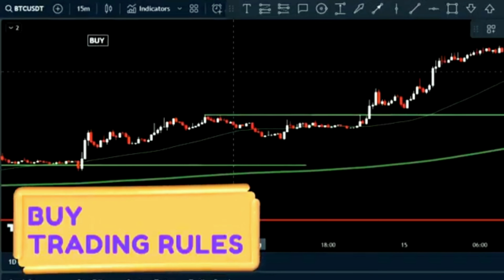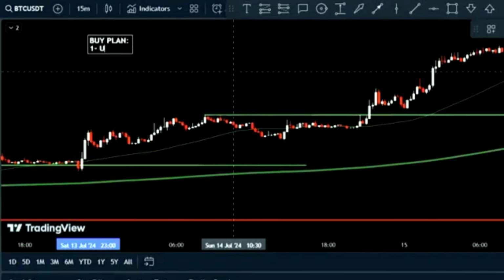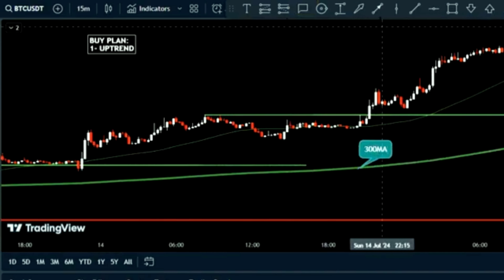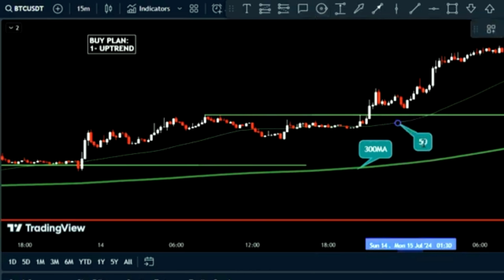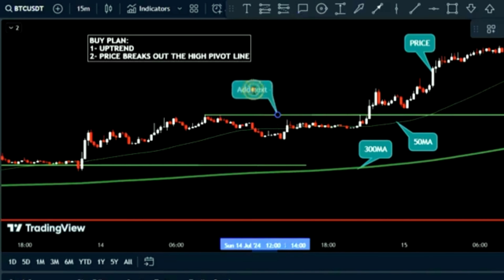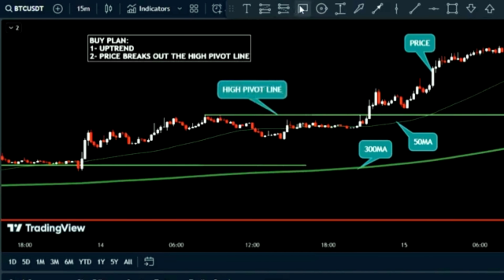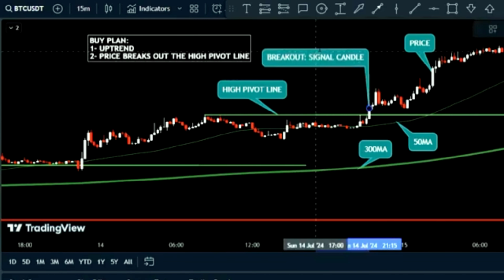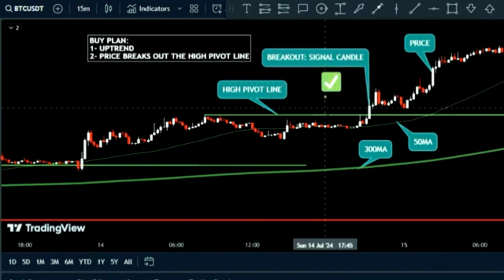For a buy trade, first confirm the market uptrend by ensuring the MA50 line is above MA300 and the price candles are positioned above both of the lines. By trading in the direction of the trend, we increase the possibility of successful trades. Next, locate a significant pivot high line on the chart, which acts as a potential turning point for market movements. Once the pivot high line has been established, patiently await a bullish breakout that signals a possible continuation of the upward trend. After the confirmation of the bullish breakout and the candles close, enter a buy trade.